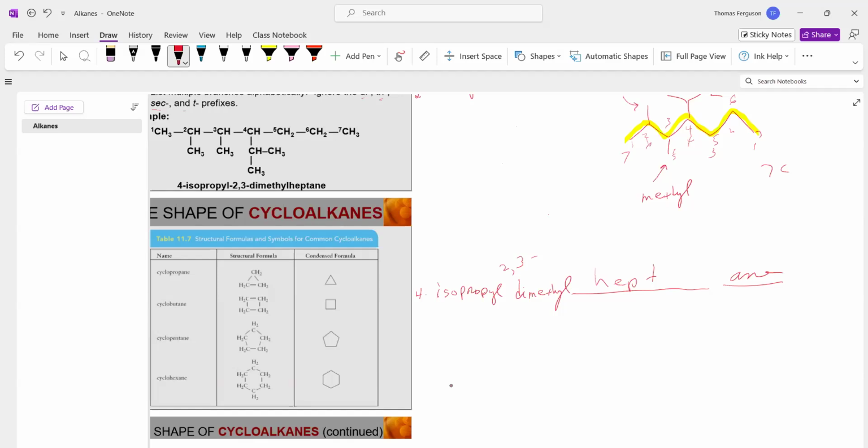Whenever you have di, you have to have 2 numbers associated with it. If it is tri, you have to have 3 numbers associated with it. And you can come off the same carbon also. You could have 3,3-dimethylheptane. That means the 2 methyl groups are coming off of carbon number 3. Gotcha. Okay.